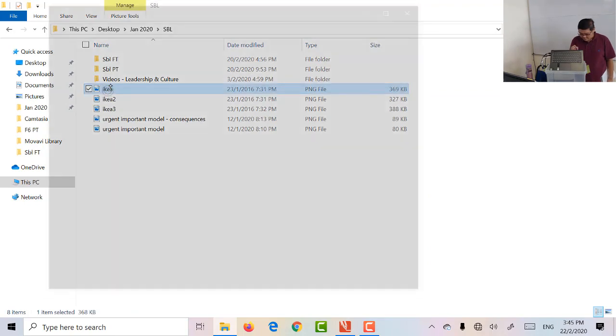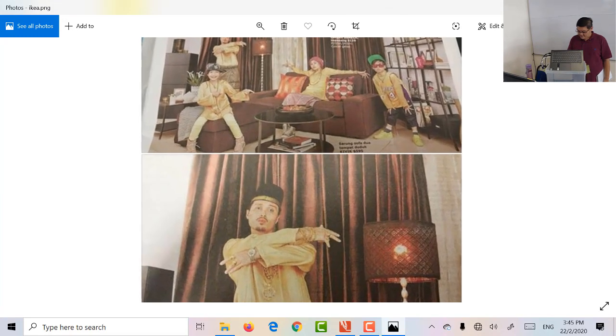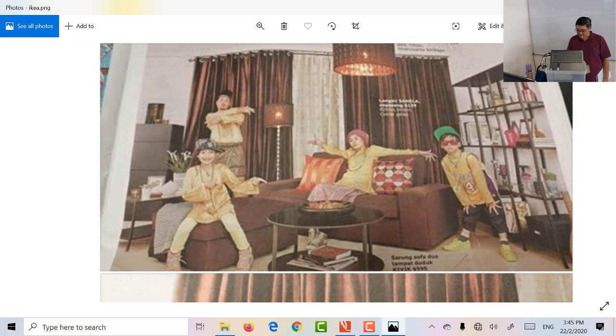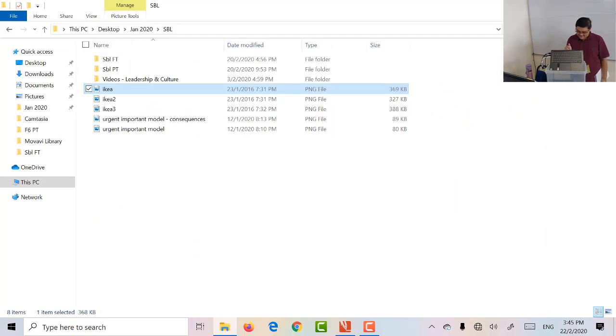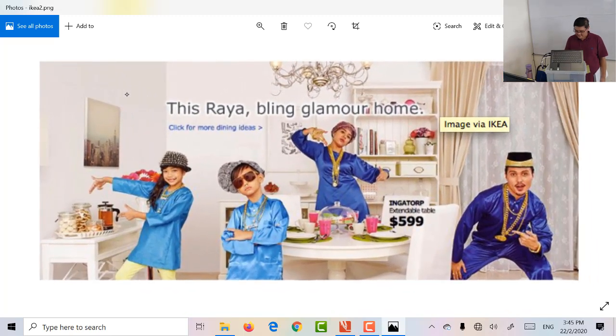Okay, I'm going to show you some photos. What advertisement do you think this is? Oh, you saw my file name, is it? Switch off the light. So serious, man. Very hard to see how it's happening. Okay, this is one of the advertisements by ACCA.